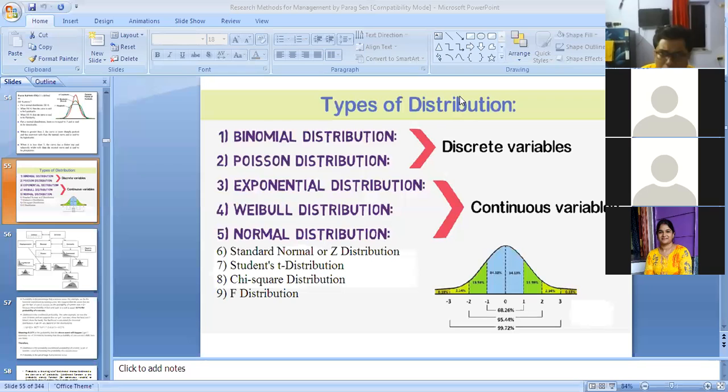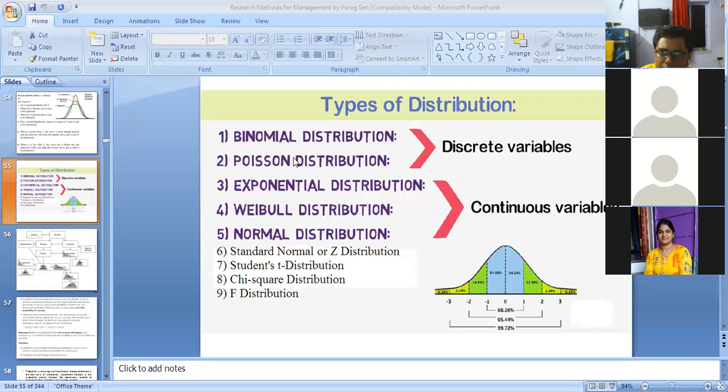Now there are a lot of distributions, but broadly speaking, there are two different types: one is discrete distribution and another is continuous distribution. You can see that binomial distribution and Poisson distribution are discrete distributions, while exponential distribution, Weibull distribution, normal distribution, Z distribution, student's T distribution, chi-square distribution and F distribution are continuous distributions.